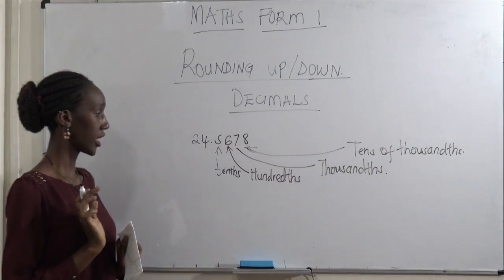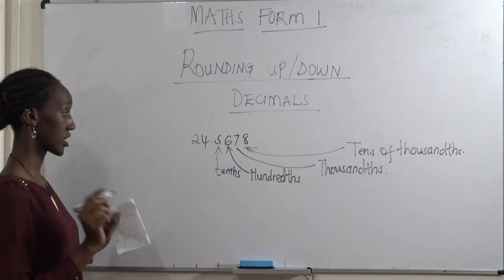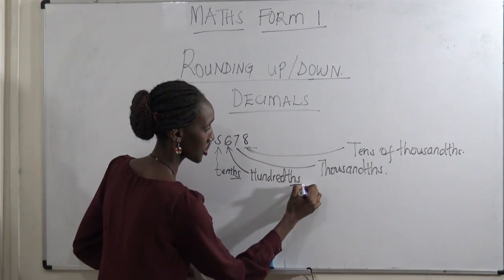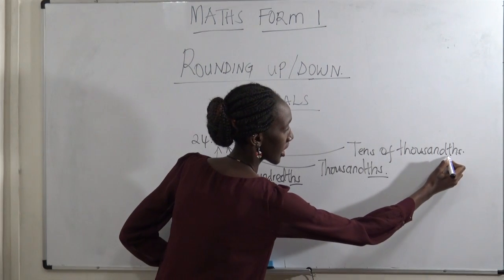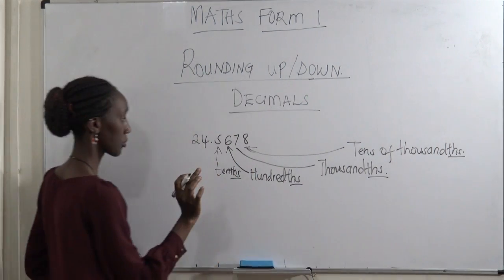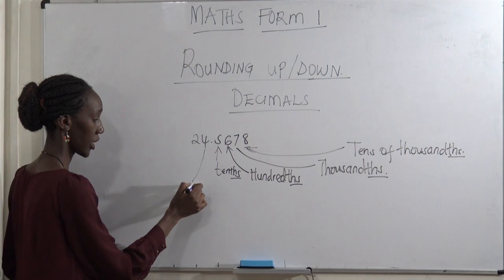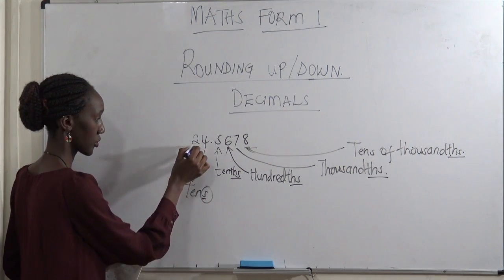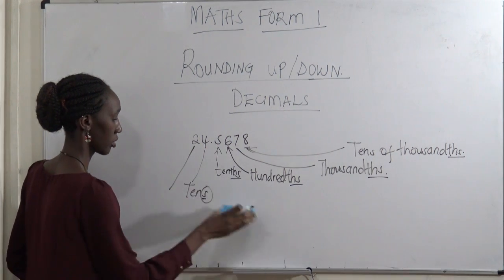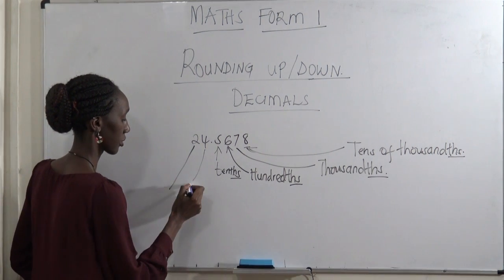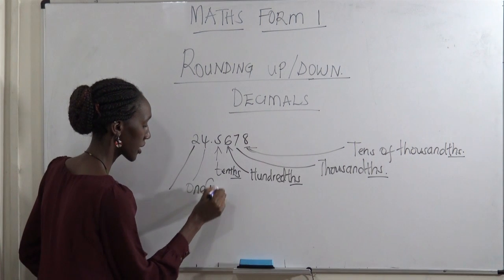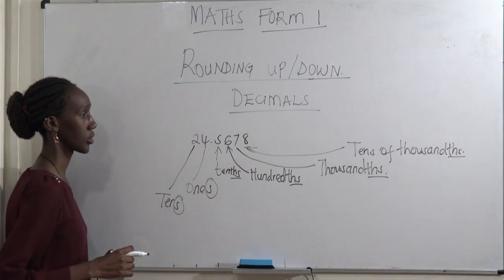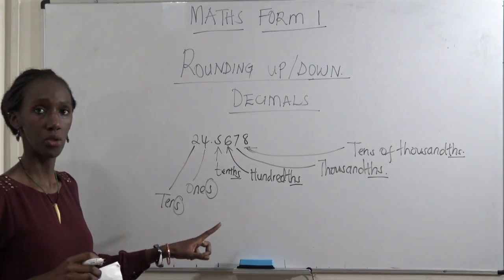If you look keenly at the numbers which are just after the decimal, you can note that there is tenths, hundredths and thousandths, ending in THS. Whereas before the decimal, you have ones, tens, hundreds, without the THS. Then you have, sorry, this one is ones. So this is how you identify the place value of a number.